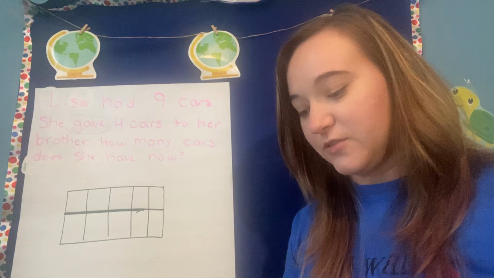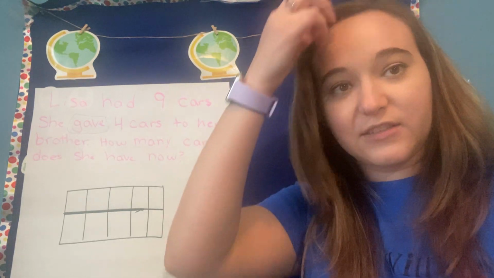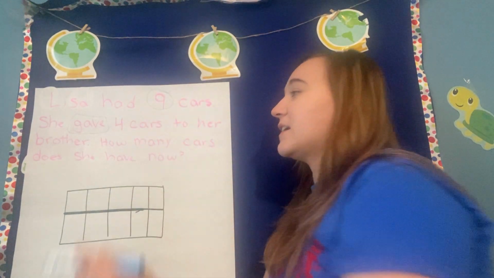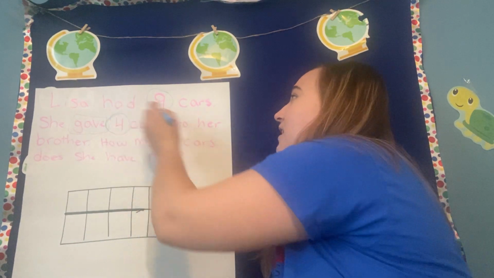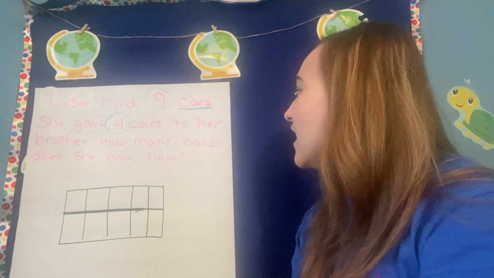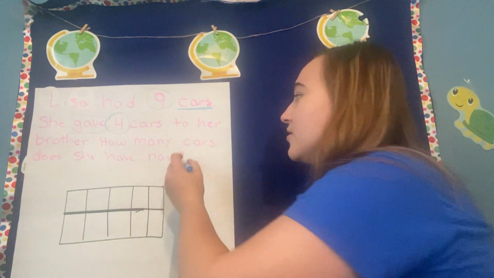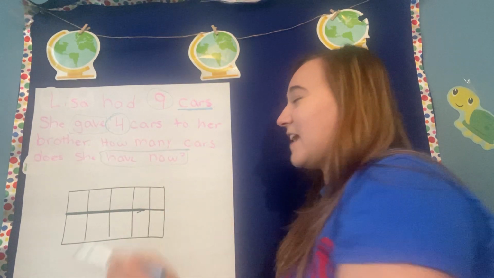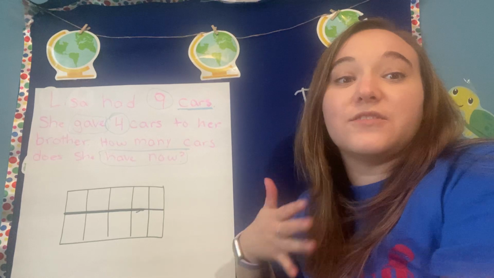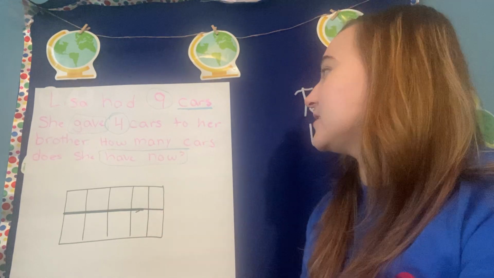All right, so what are my first things I have to do? So now we know we're subtracting, so what do I have to do first? Circle your numbers. So we have 9, and what's my second number? Good, 4. And you underline your label, so our label is cars. And then I also just want to say it says have now, so that's how we know also that we want to know how many she has left. So that gives us another hint about subtracting.